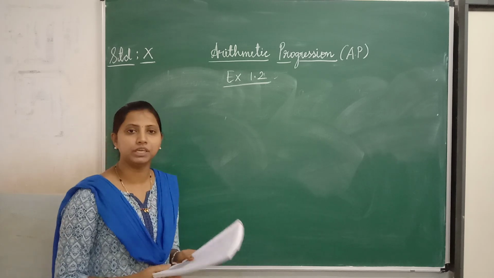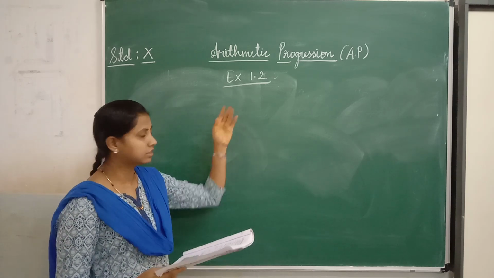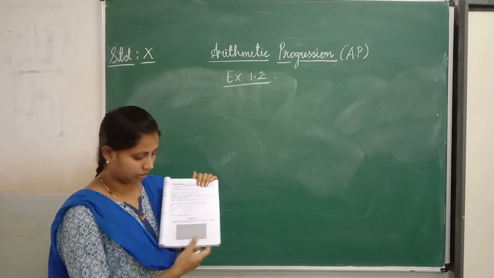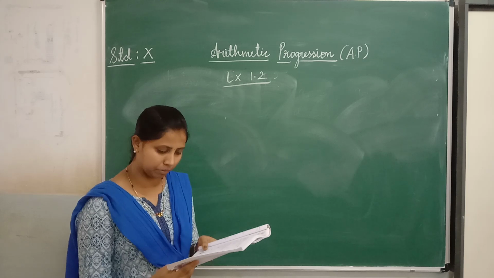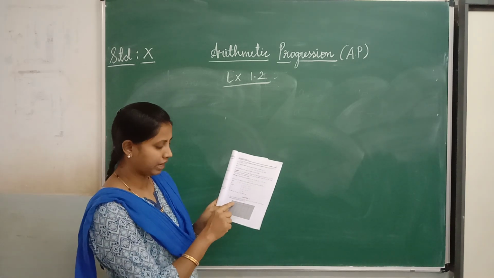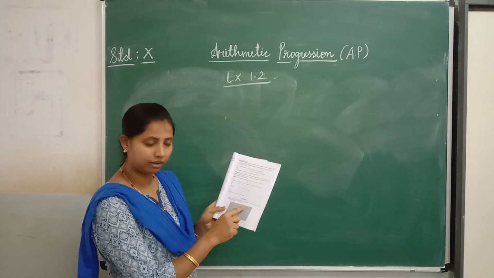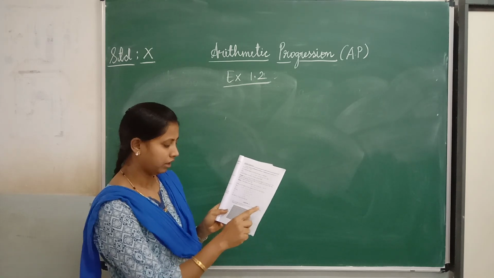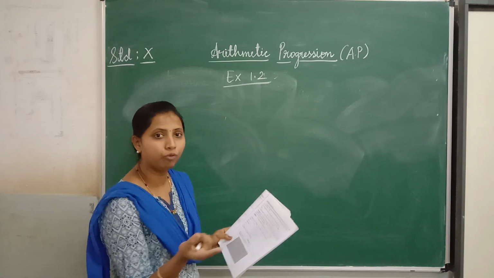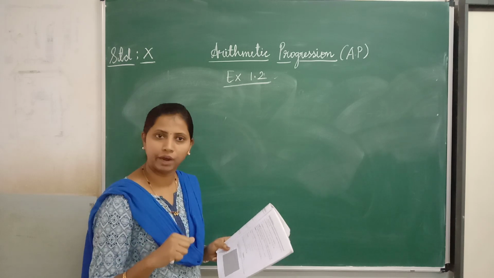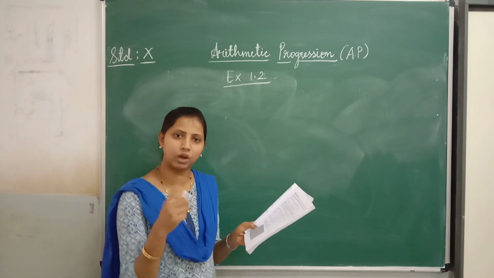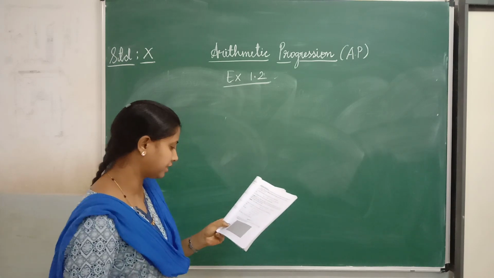So you can see the first question in exercise 1.2 is a table. They have given you a table, and in that table they have given 4 columns: a, d, n and an. Now one is blank in the columns. So out of that 4, if one is blank, you can find that using the nth term of an AP. So no need to draw the table. You can solve one by one. So I will show you some examples.